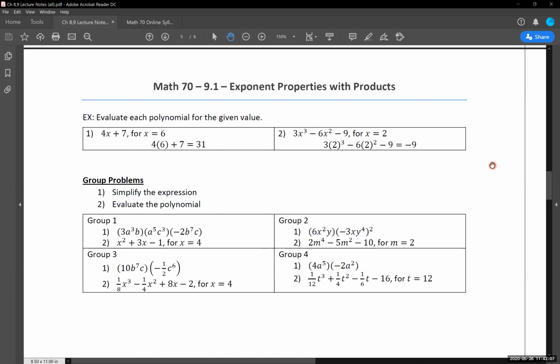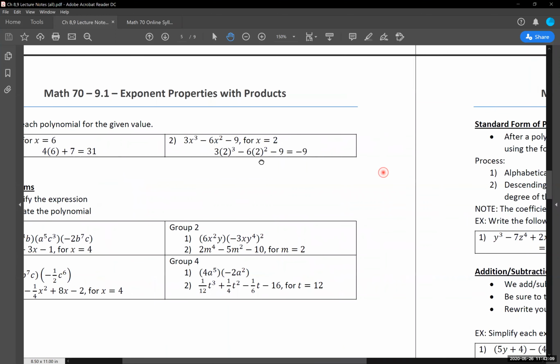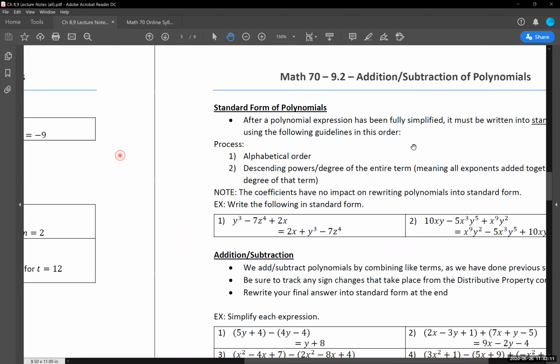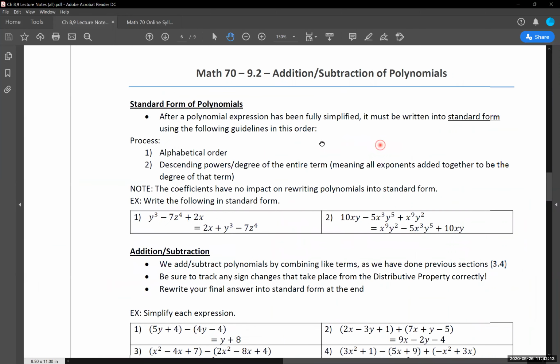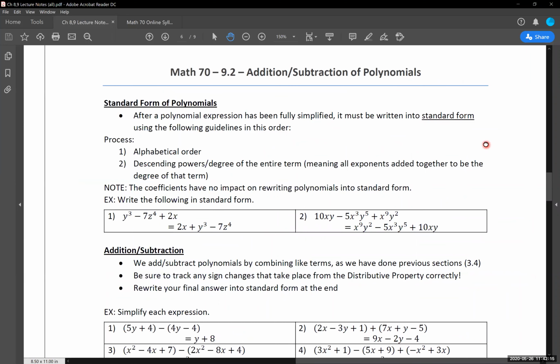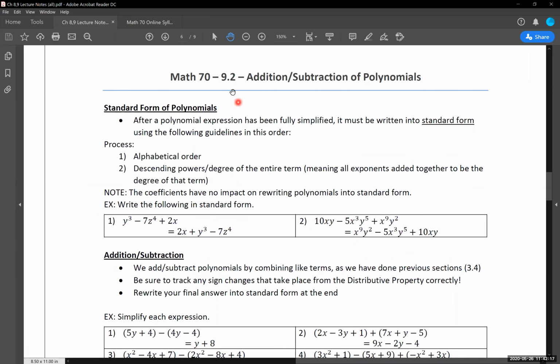I'm going to jump us over here. We're going to start working on the 9.2 material. See how much we can get through, and if we need to get through the rest of it tomorrow, then we'll do that. But 9.2 has us working with adding and subtracting of polynomials. So again, we wanted that definition of what a polynomial is before we get into this.